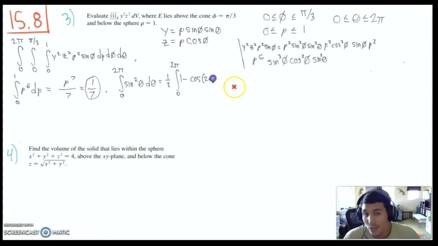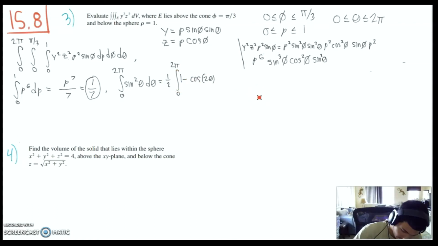I recommend just burning this into your heart. The sine squareds and cosine squareds come up so often. Just remember this formula for sine squared, and if it's cosine squared, it's a positive here. That's the only difference between them. Okay, this is going to turn into 1/2 theta minus sine 2 theta divided by 2, from 2 pi to 0.